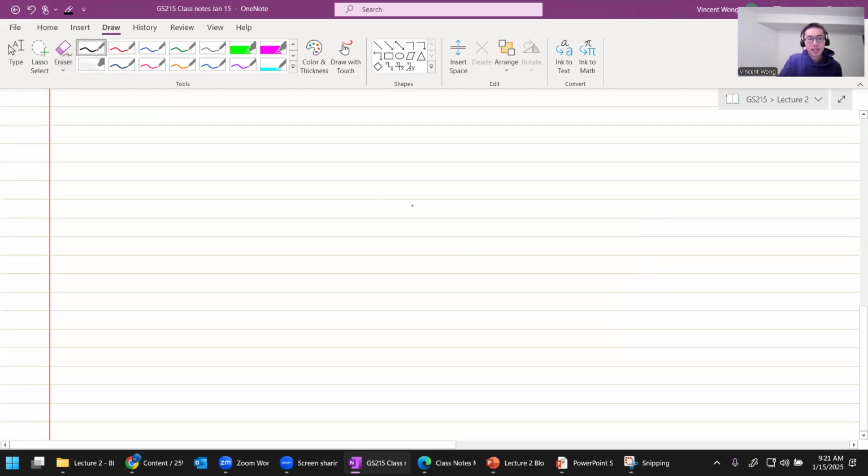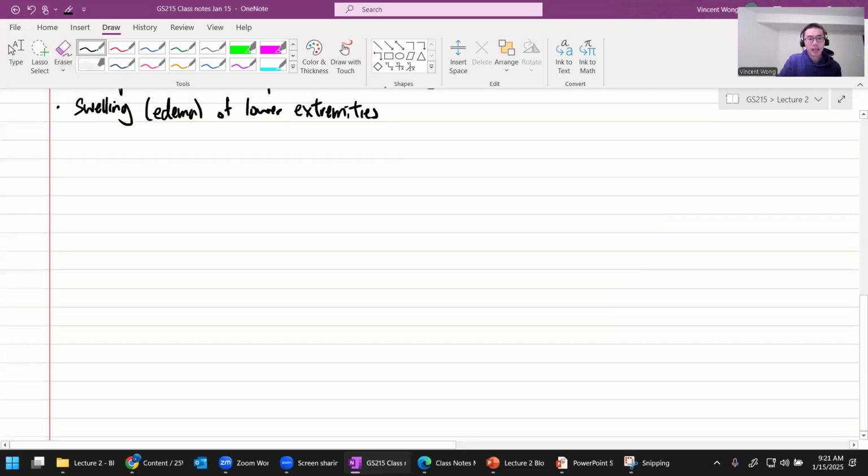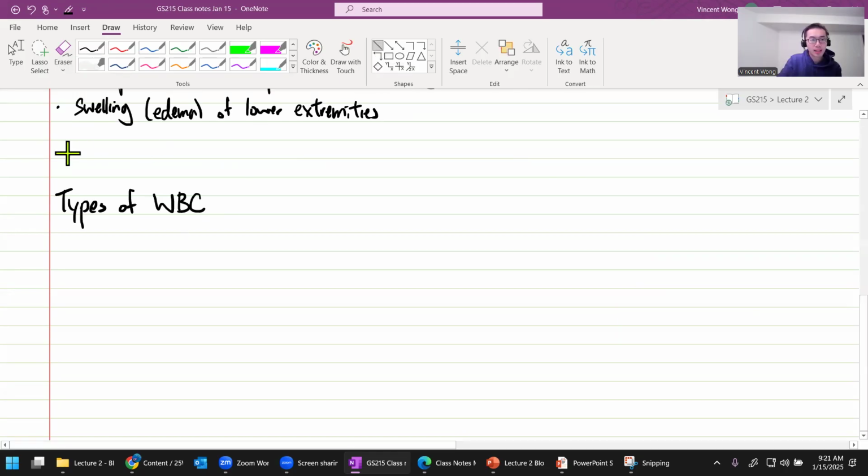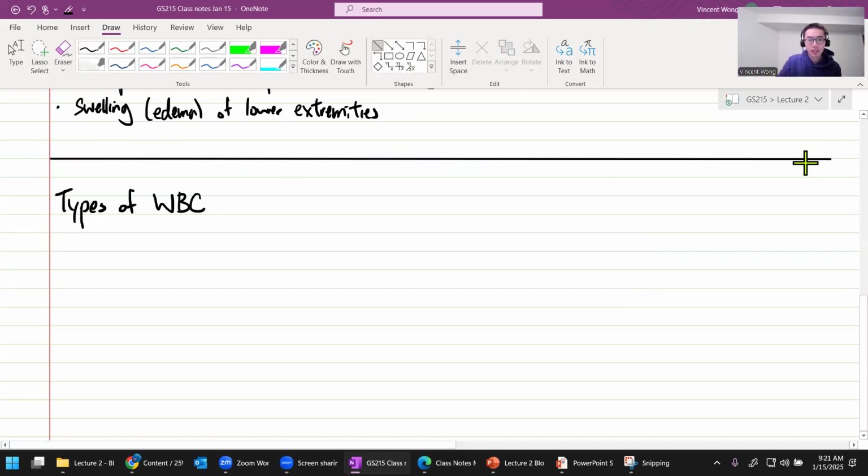So here we go. Let's start at the center. I probably should label this thing. It is types of WBC, white blood cells, leukocytes. So let's start with WBC.